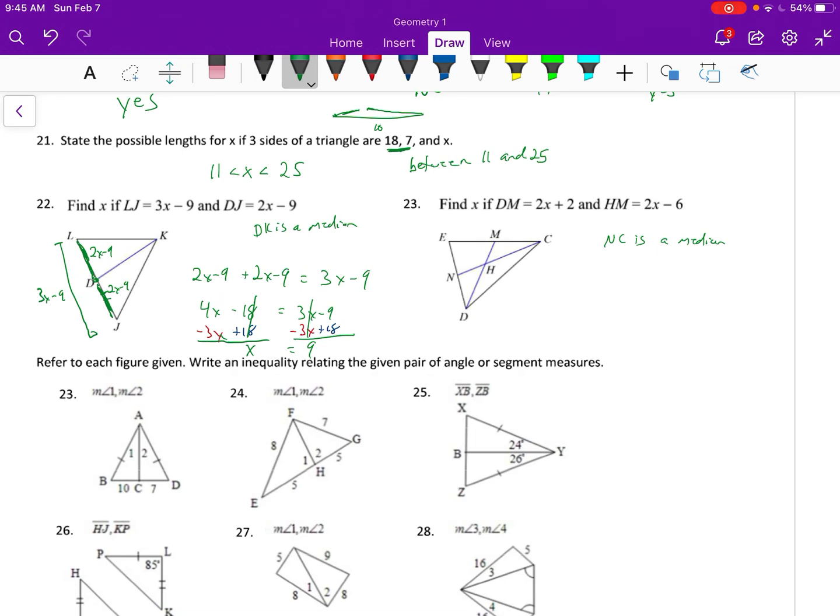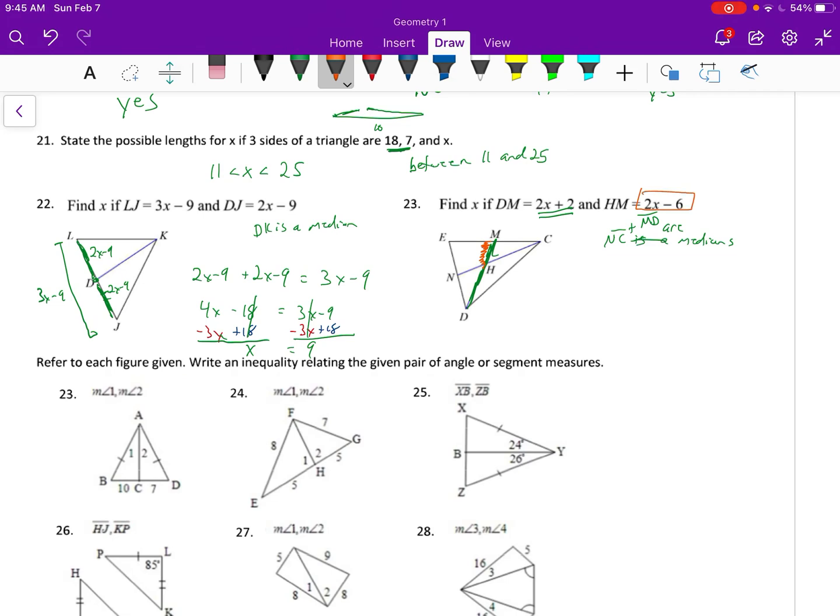Actually, I still didn't finish all the directions. NC and MD are medians. So we know DM is 2x. This whole thing is 2x plus 2. And then HM, which is just this part, is 2x minus 6.